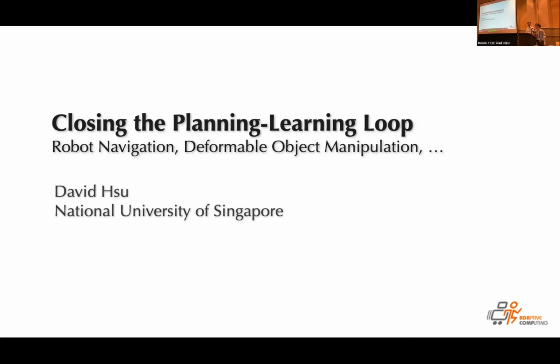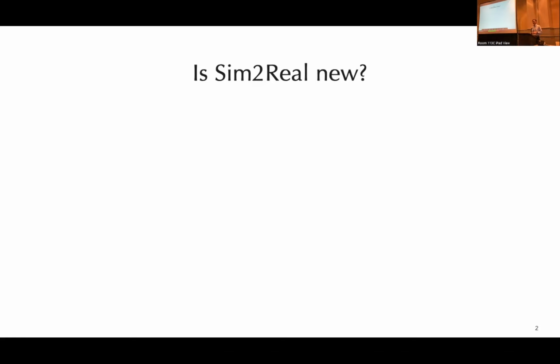I plan to mostly talk about decision making in the context of sim to real transfer. It's a general idea, and I'm going to give some examples in robot navigation and deformable object manipulation. Sim to real has become very popular and gained a lot of attention in recent years because of robot learning in simulation. But the first question I want to put out to you is: is sim to real new? My answer will be, and I'm sure a lot of you would agree, no, not really.